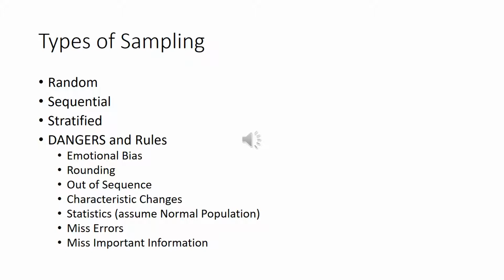Statistics, you assume a normal population, and I throw it at you, black belts. What's my tool to determine if I've got a normal distribution? Okay, what is the tool I use to check for normal distribution?